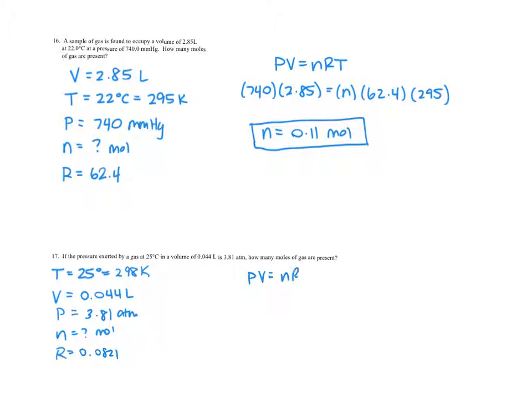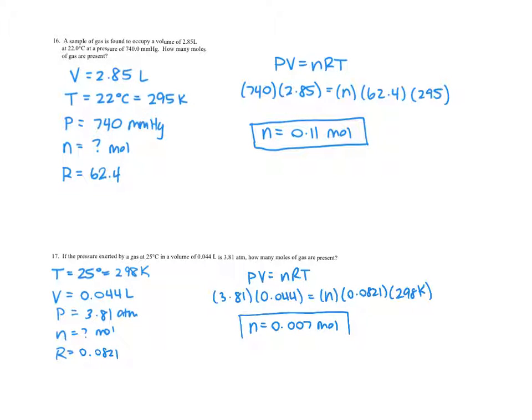I have my equation. It's going to look very much like the one we just did because you're solving for n again. So I'm going to do 3.81 times 0.044, solving for n, 0.0821 for R, and then 298 Kelvin. Solving for my n is going to give me 0.007 moles. So remember, I'm just going to multiply through and then divide both sides to get n by itself to solve these problems.